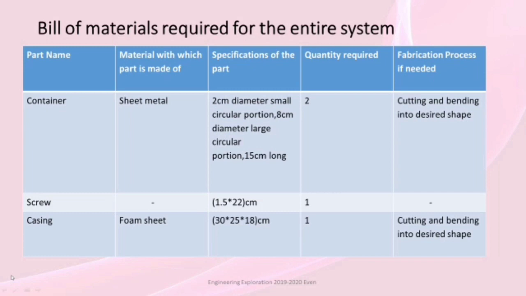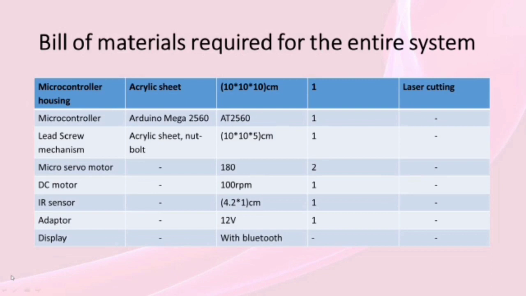Screw. We require a screw of 1.5 by 22 cm and only one screw is required. Casing. The casing is made using a foam sheet of 30 by 25 by 18 cm, and only one foam sheet is cut and bent into the desired shape to make the casing. Microcontroller housing. The microcontroller housing is made using an acrylic sheet of 10 by 10 by 10 cm, and only one acrylic sheet is used; laser cutting fabrication is done to form the microcontroller housing.